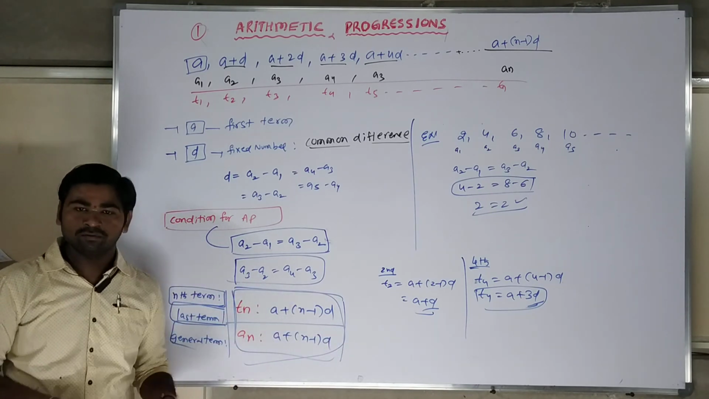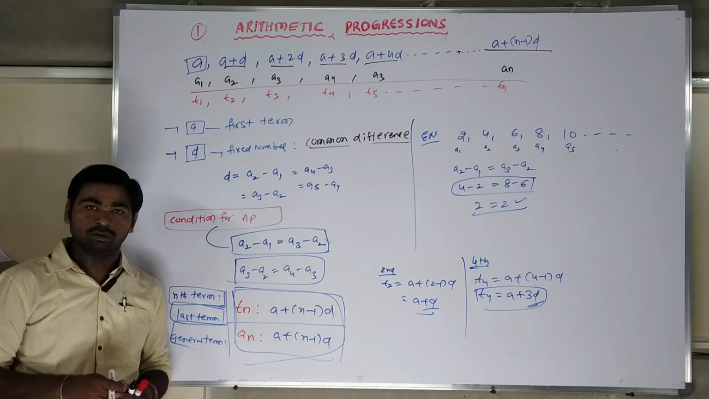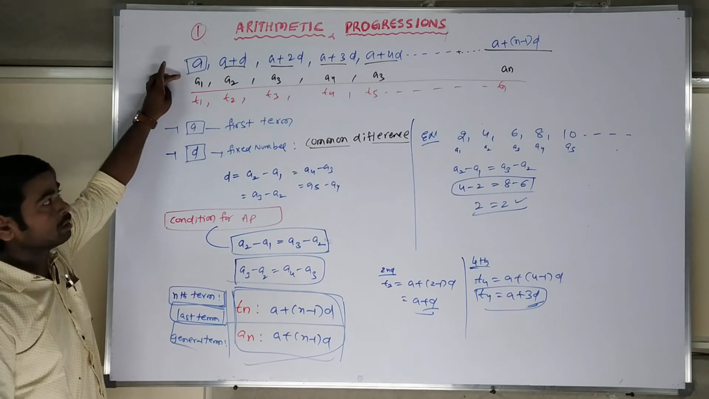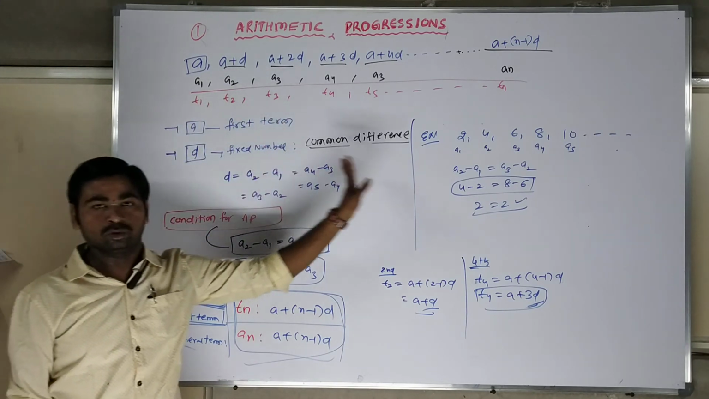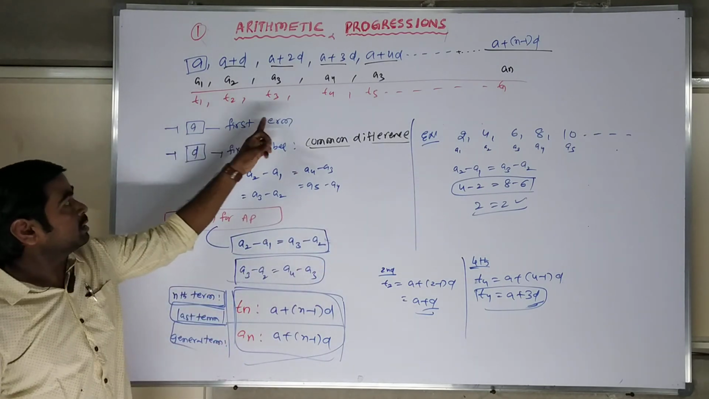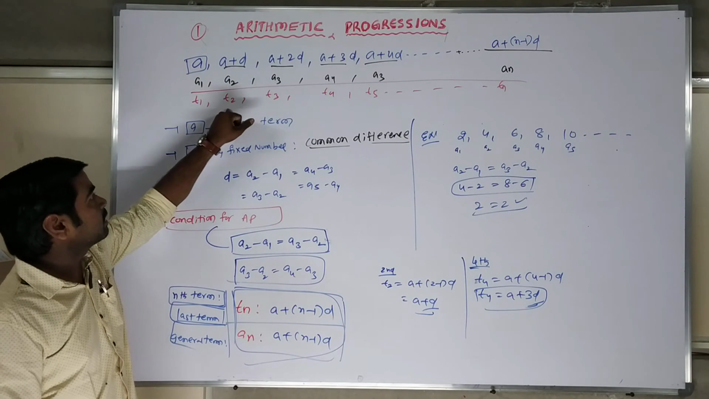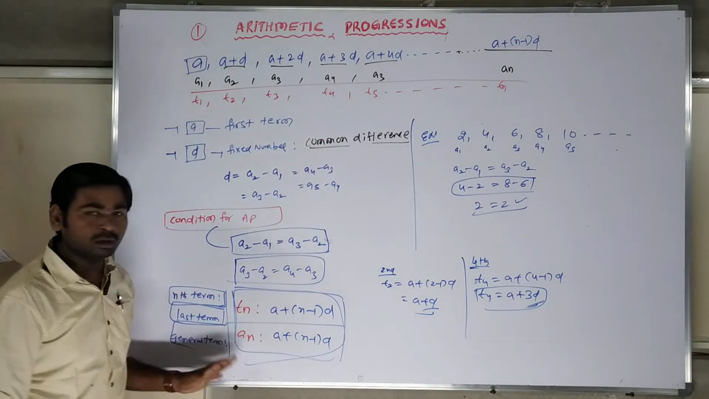Let us come back to the revision of this topic. The questions will come in the examination, and here is how you are going to solve them. Generally, the term representation is: A plus D, A plus 2D, A plus 3D, A plus 4D, and so on, up to A plus (n minus 1) into D, the last term. Third term means A plus 2D, second term means A plus D, fourth term means A plus 3D. No need to bifurcate; just apply this formula.